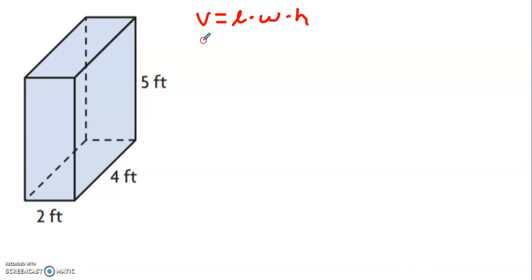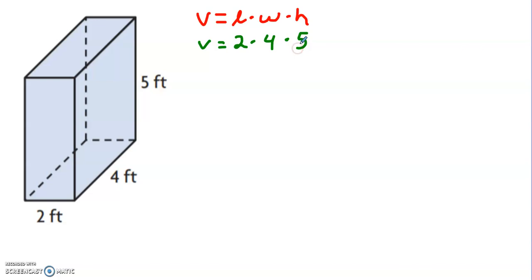So for this one, I already know some of this information. I don't know what the volume is, but I know my length goes left to right, which is 2 feet. My width goes forwards and backwards. That's 4 feet. And then our height goes up and down. In this case, it is 5 feet.